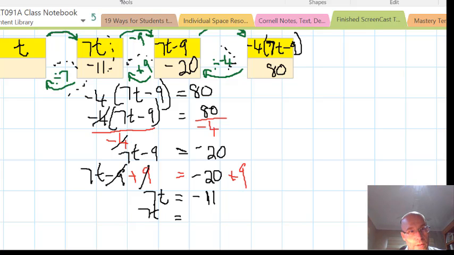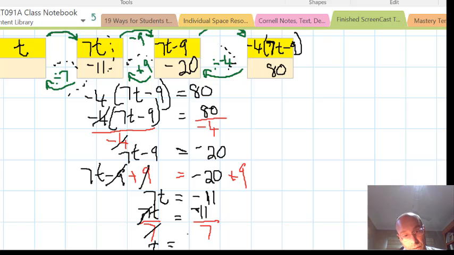So we have 7t divided by 7, and we'll have to do that to that side. Divide by 7, same thing. So we have negative 11 divided by 7. On the left hand side, that's good. We have times 7 divided by 7, cancel each other out, which is just leaving 1t, or just t. That's going to be the solution.